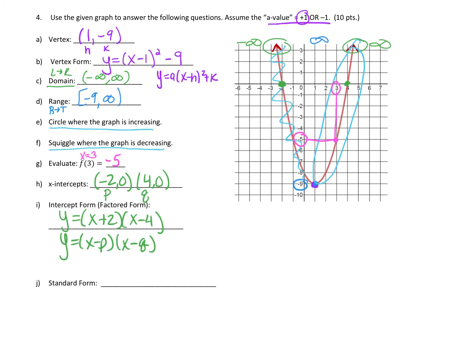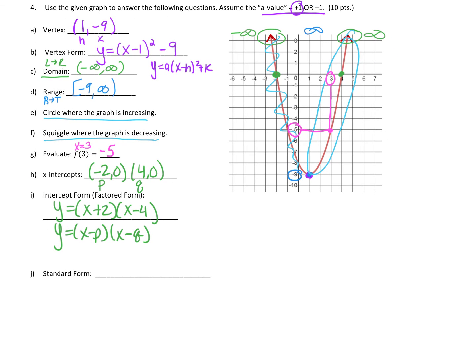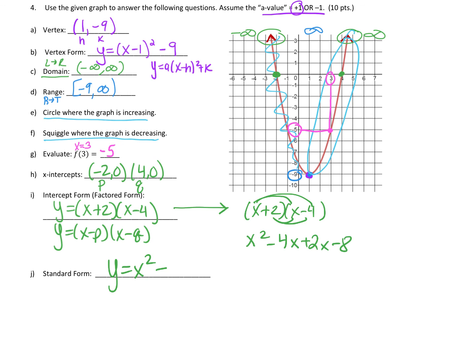Now the last question says put it in standard form. And to get it into standard form, we're going to multiply out this factored form. So we can either do that by FOIL or by box. So I'm going to show it both ways. So if I FOIL, x times x is x squared, x times -4 is -4x, 2 times x is 2x, 2 times -4 is -8. So I get y equals x squared minus 2x, after I combine these like terms, minus 8.